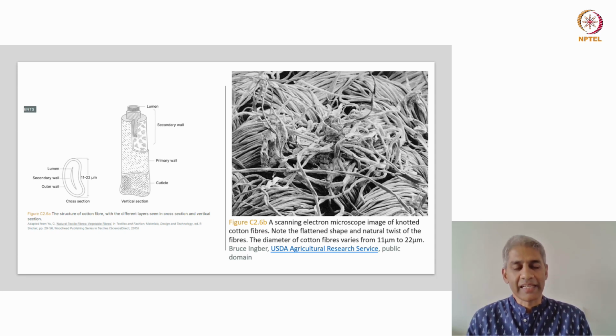And the cell has three different layers. The outermost layer is called the cuticle, then there's a primary wall and the secondary wall. And the secondary wall is almost exclusively made up of cellulose. And the inner lumen is hollow and flattened. And on the right is shown a scanning electron micrograph of a bundle of cotton fibers. So you can see that it has this kind of flattened appearance with a natural twist to the fiber.